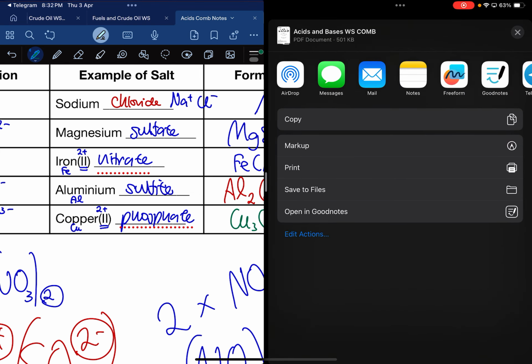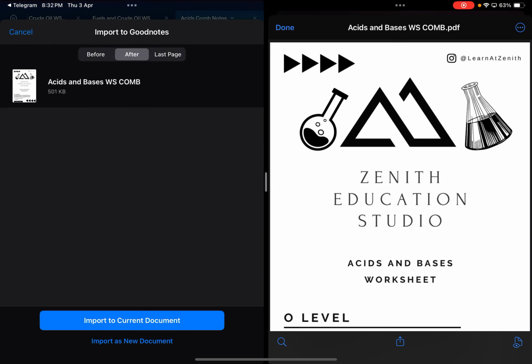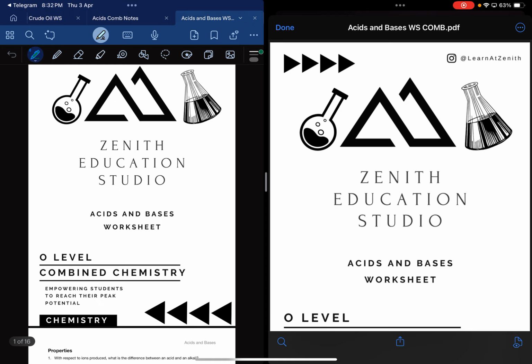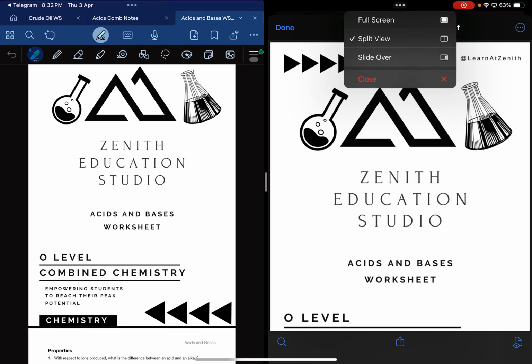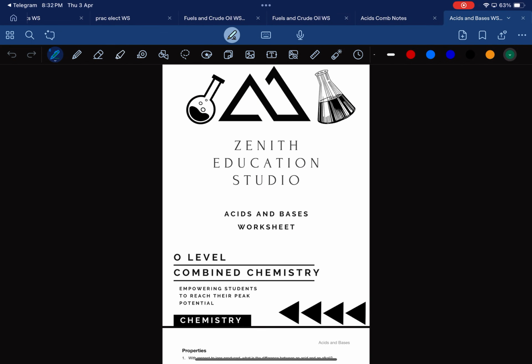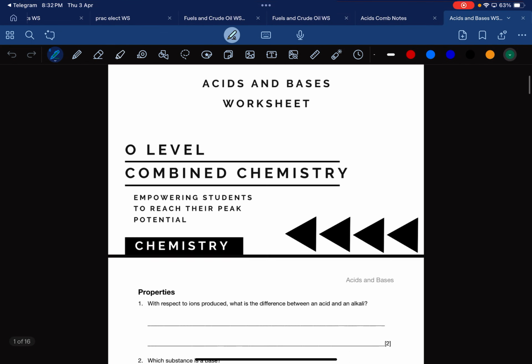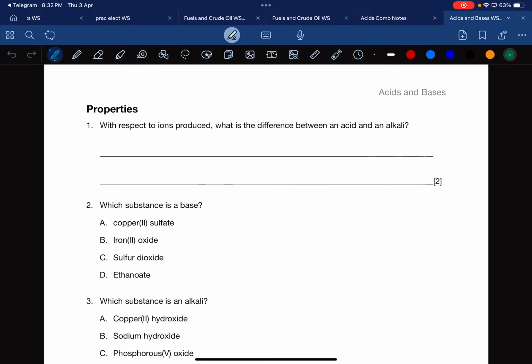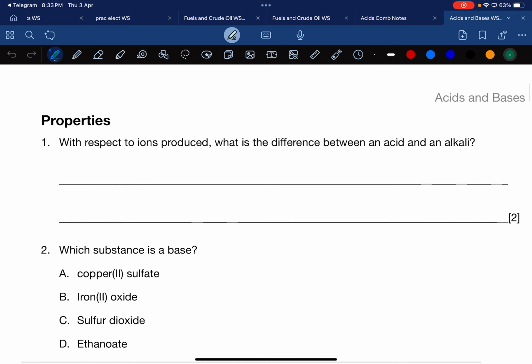Okay, so now that we all have our worksheets up, here's what's going to happen. We are going to do a couple of questions, okay? Because we are going to practice. Now that we know the basics of it, let's figure out how to write down our answers, okay? I will go through some questions, and then I will leave you guys to try by yourselves, okay? As usual. With reference to the ions produced, what is the difference between an acid and an alkali?